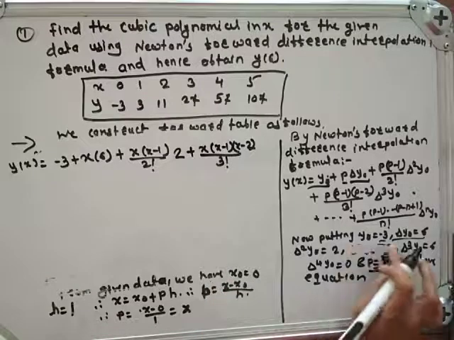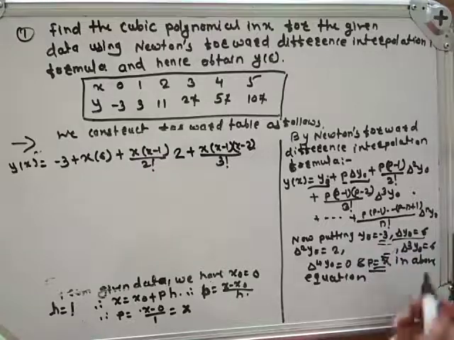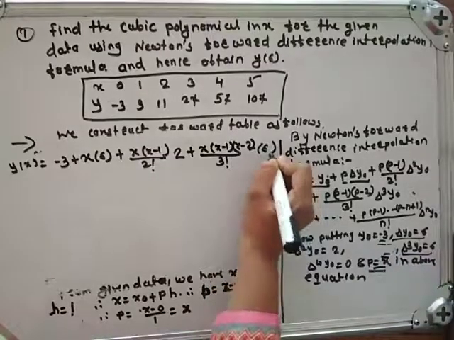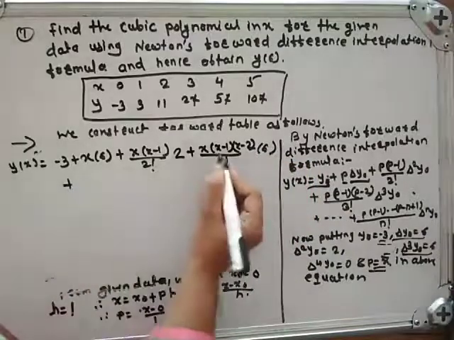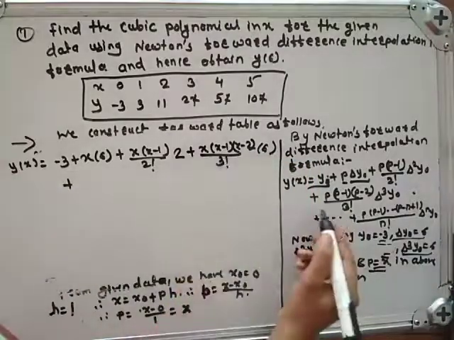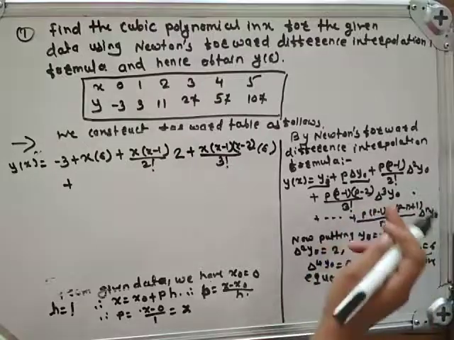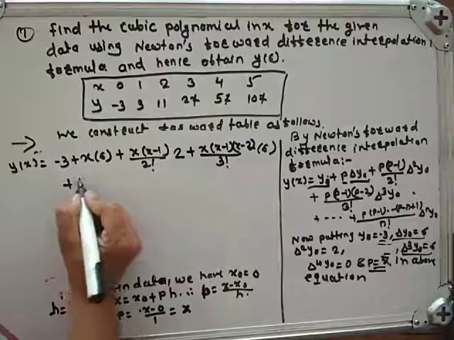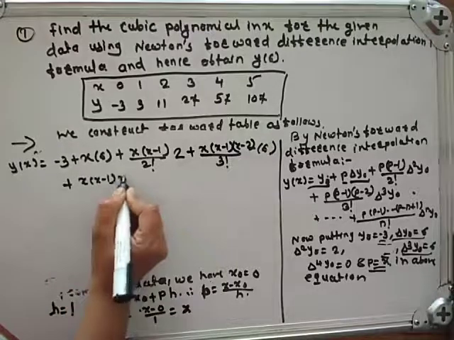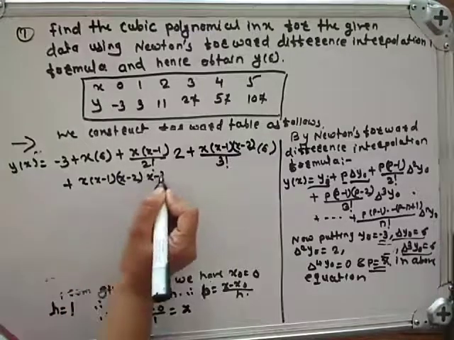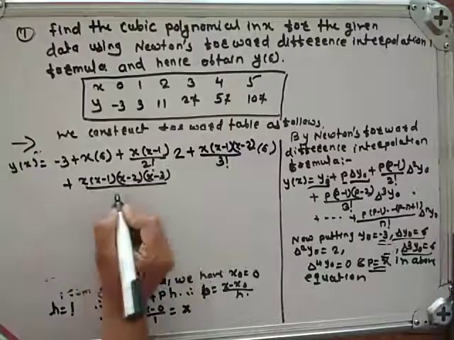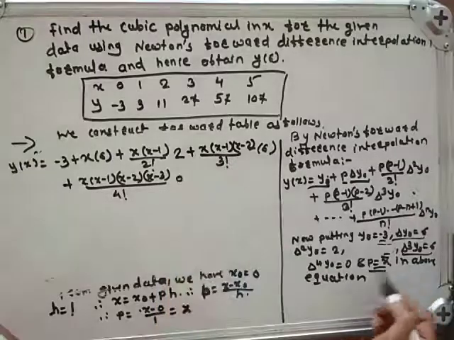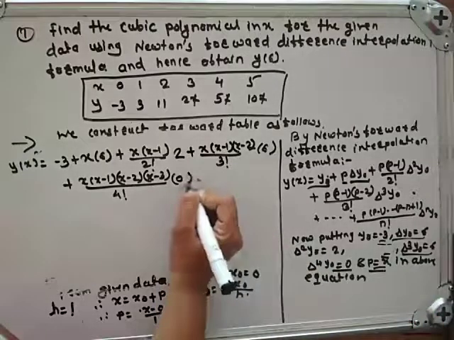Sorry, here is no delta cube of y0. This is a delta cube of y0 which is 6. Plus, what will be the next term? Next term will be p into p minus 1 into p minus 2 into p minus 3. So here you will get x into x minus 1 into x minus 2 into x minus 3 upon 4 factorial into delta raised to 4 of y0 which is 0.